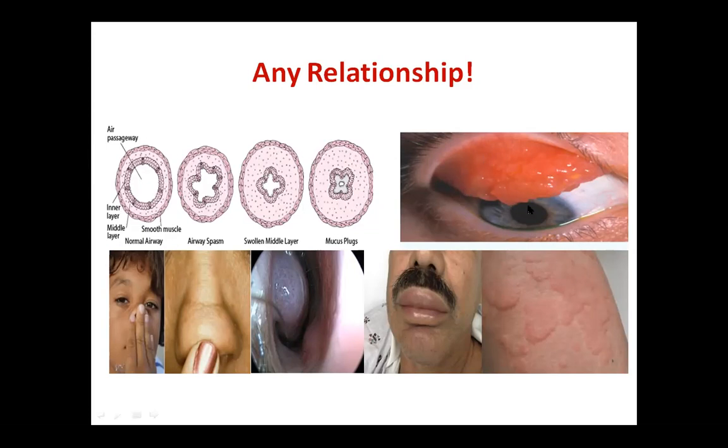Next, here is the eye. You can see the redness, and there is a cobblestone appearance in the upper eyelid. So what is this? Is it vernal spring catarrh? Yeah, this is allergic conjunctivitis.